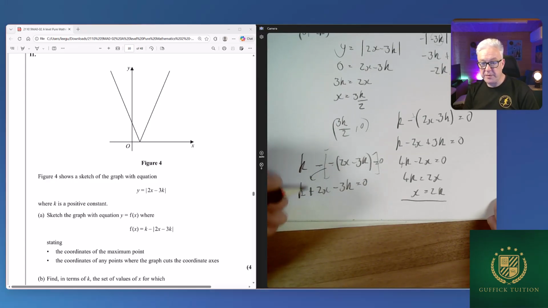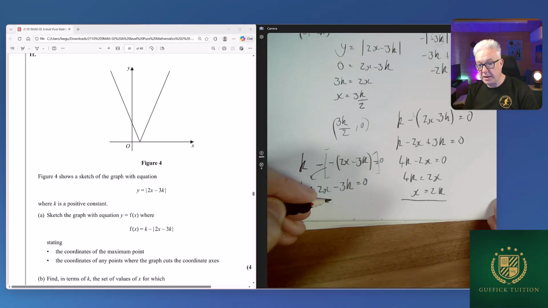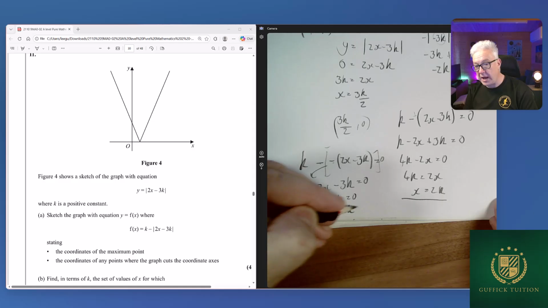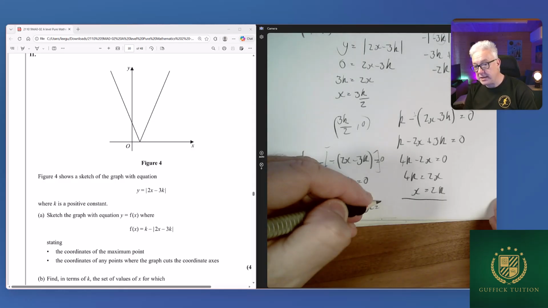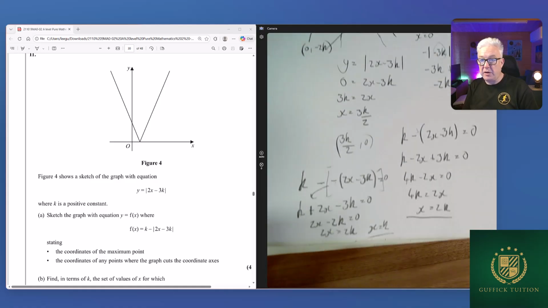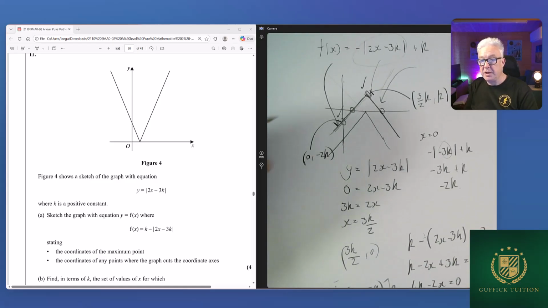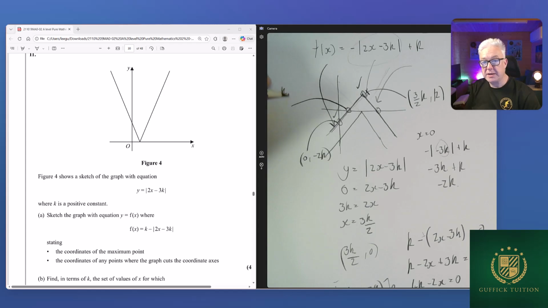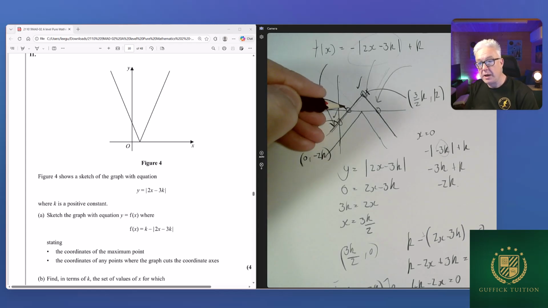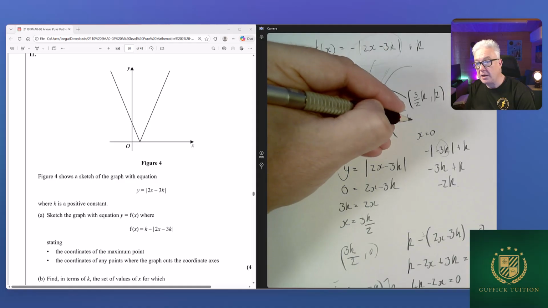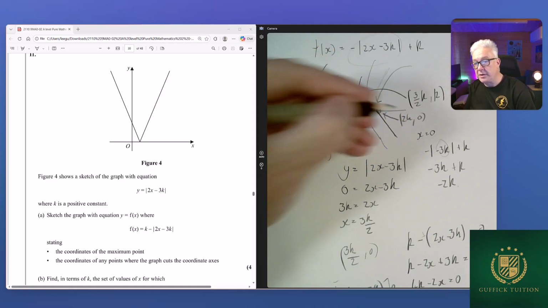So this one gives me 2x minus 2k equals 0. In other words, 2x equals 2k. In other words, x is equal to k. So when I solve that, we've now found the two coordinates of the points of intersection with the x-axis. So this one is (k, 0), that one there, and this one here is (2k, 0). So that's how we've done that.